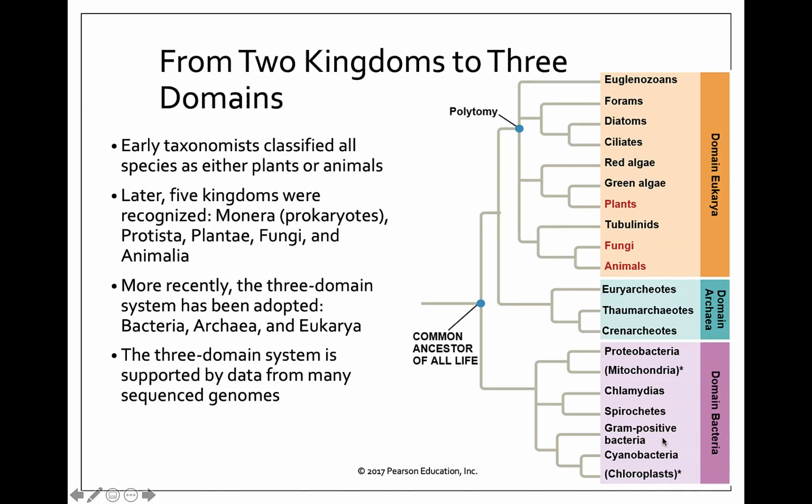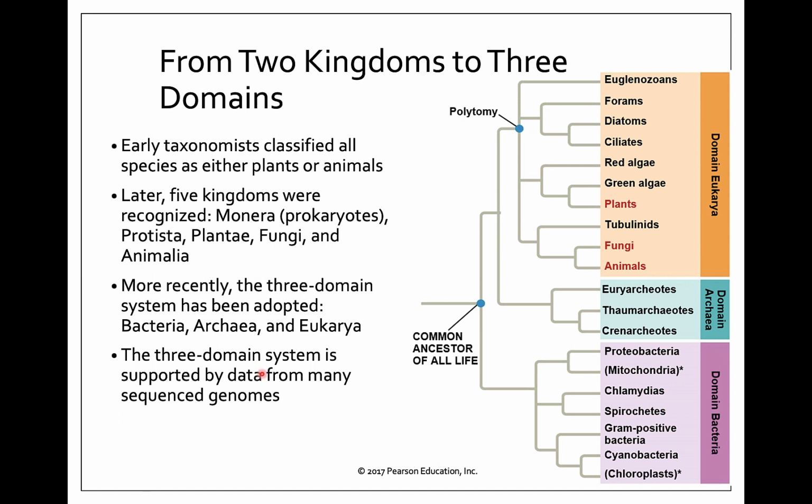This phylogenetic tree shows the current classification of all life on Earth. So this would be the entire tree of life. And this has changed a lot over time. So originally, we classified things as either plants or animals, which didn't make a lot of sense because there's a ton of stuff that doesn't really fit in either of those groupings.